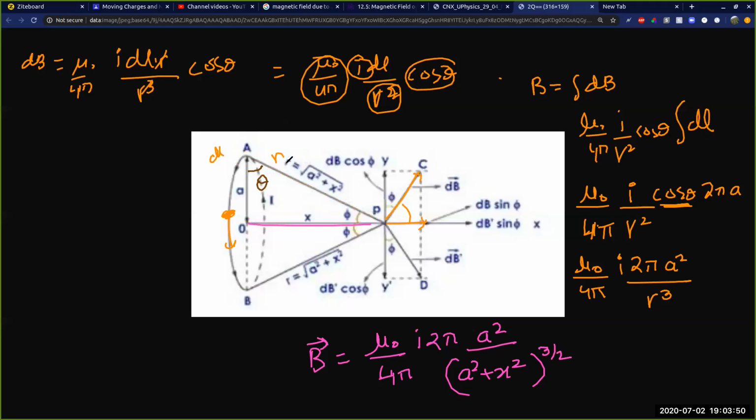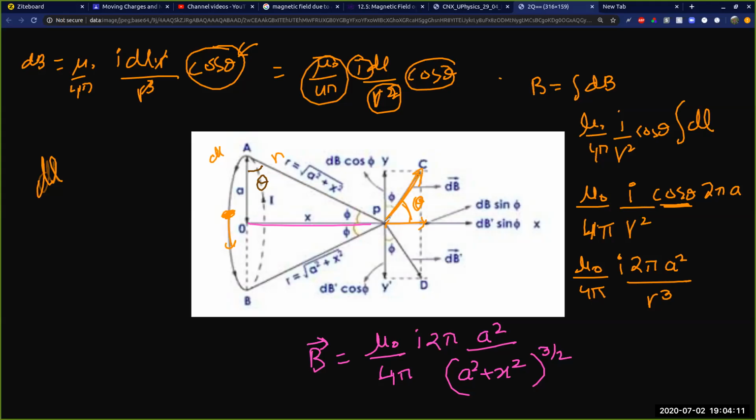Why DL and between DL and R, the angle is always 90. So I'm talking about that theta angle, which comes from DL cross R. That theta is not coming from DL and R, it's a very good question, but this theta is coming because we are only adding up the cos theta components of this dB.